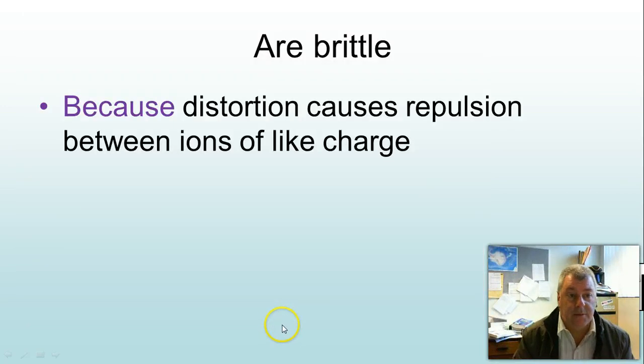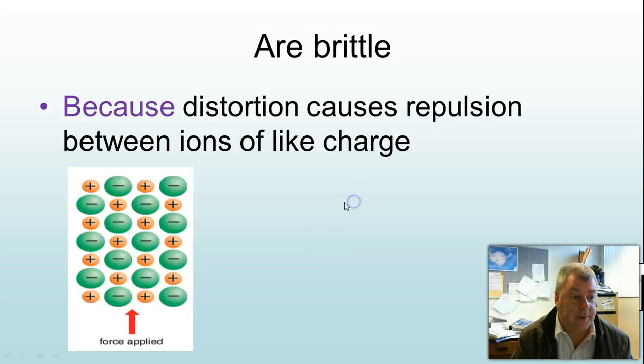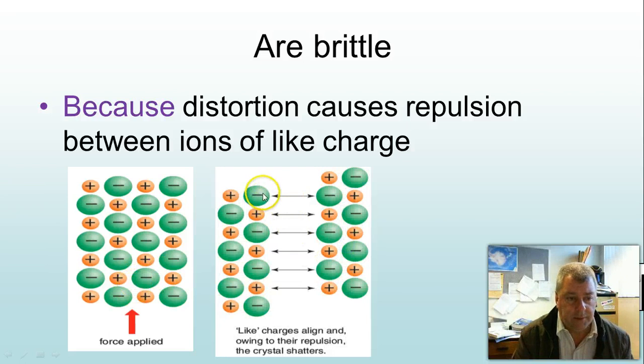They are brittle because when you apply a force to this lattice, it distorts it, and positive ions get too close to positive ions and negative ions get too close to negative ions, and they repel. So here's our lattice. We apply a force to it. The negative ion gets next to the negative ion, positive next to positive, and bang!